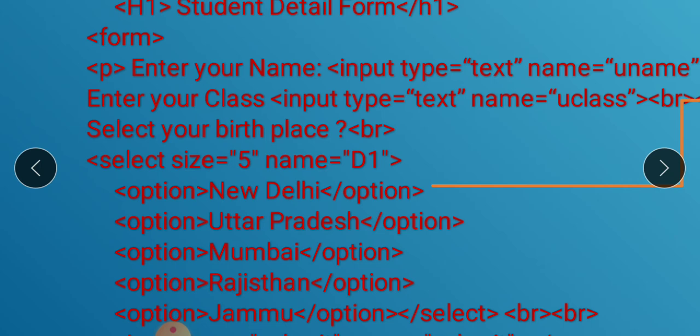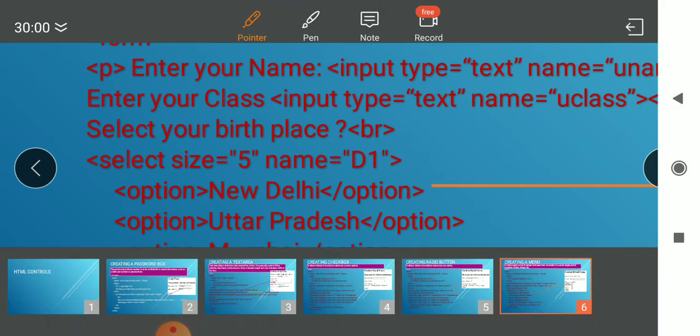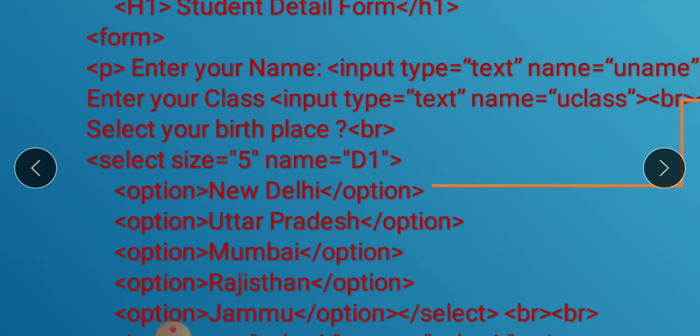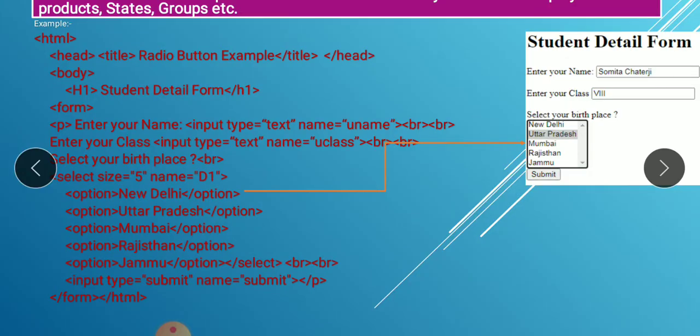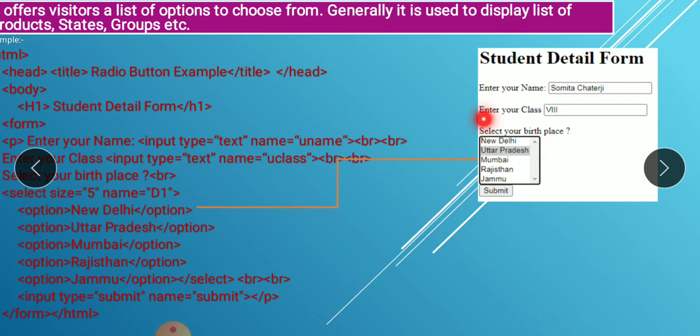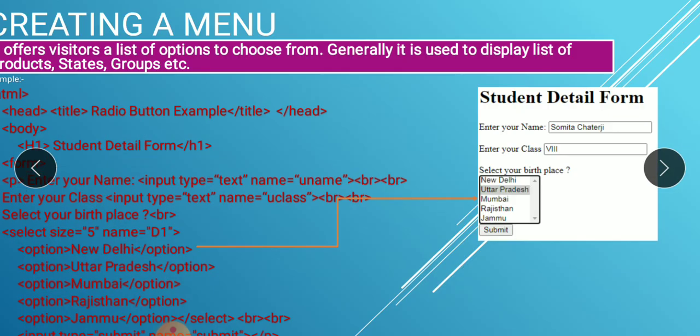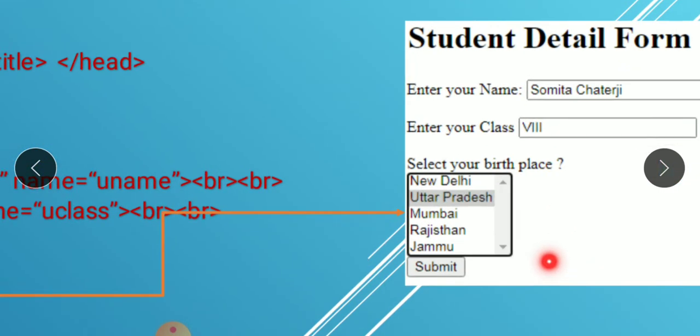There is an option tag. Option, option. Option open and option close. New Delhi, Uttar Pradesh, Mumbai, Rajasthan, Jammu. These values I have provided in the option tags, and then after, the select is closed. So the menu will be created and it will look like this.